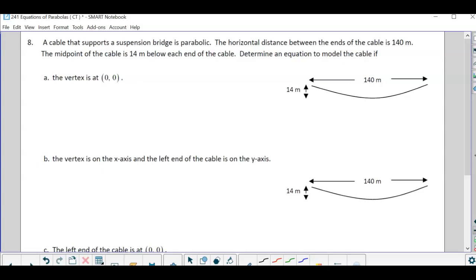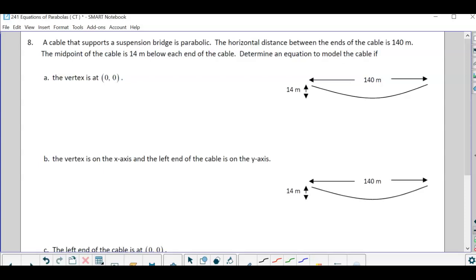Okay, and then the last question: a cable that supports a suspension bridge is parabolic. The horizontal distance between the ends of the cable is 140. The midpoint is 14 meters below each end of the cable. Determine the equation of the model. So this type of question is very common, figuring out the shape of the bridge, the equation that forms it.